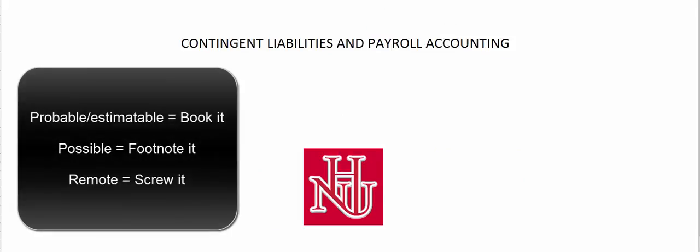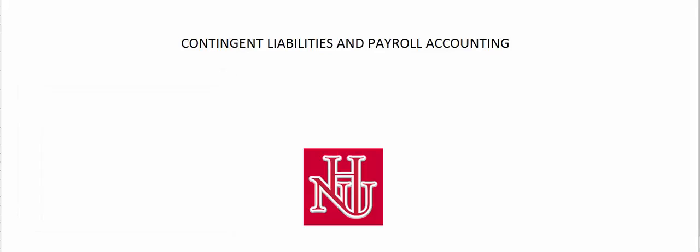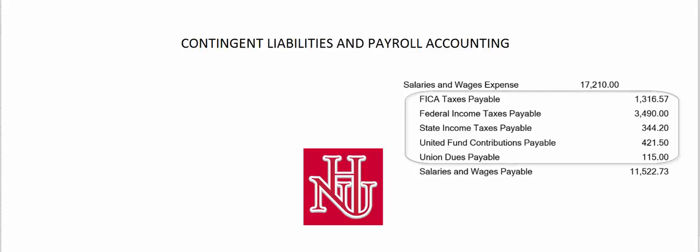So contingent liabilities, how we treat them depends on whether they're probable and reasonably estimated, possible, or remote. And payroll accounting involves cutting checks to our employees for less than the total wages expense and withholding from their checks amounts that have to go to the federal government, or the state government, or maybe the pension fund.